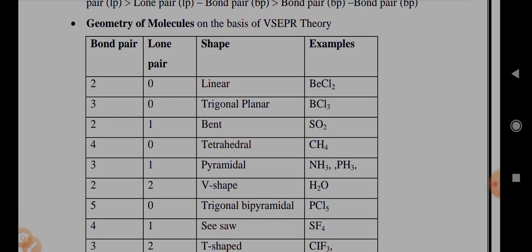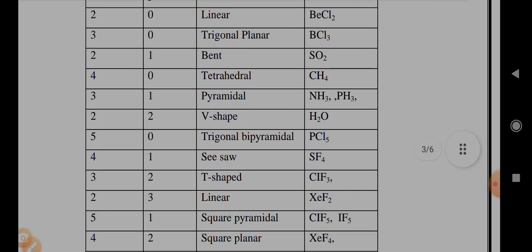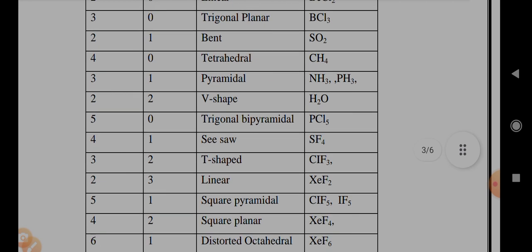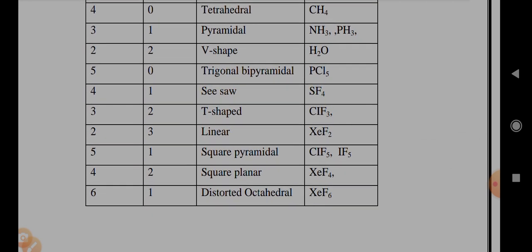Geometry of molecules on the basis of VSEPR theory. 2BP 0LP, linear, example BeCl2. 3BP 0LP, trigonal planar, BCl3. 2BP 1LP, bent, SO2. 4BP 0LP, tetrahedral, CH4. 3BP 1LP, pyramidal, NH3, PH3. 2BP 2LP, V-shape, H2O. 5BP 0LP, trigonal bipyramidal, PCl5. 4BP 1LP, seesaw, SF4. 3BP 2LP, T-shaped, ClF3.